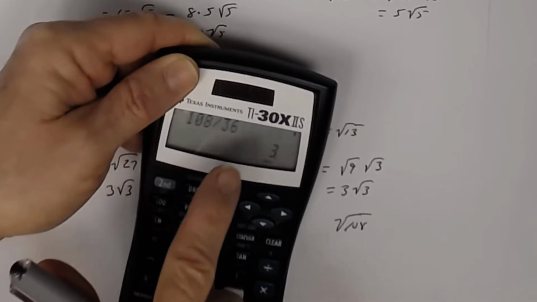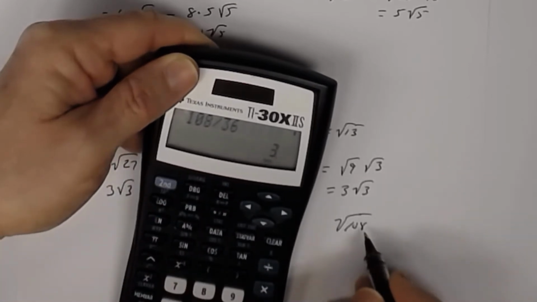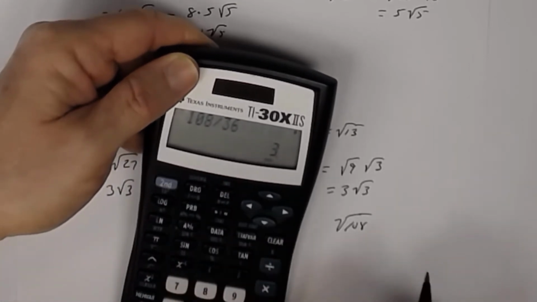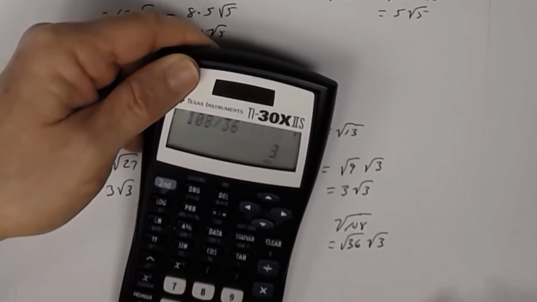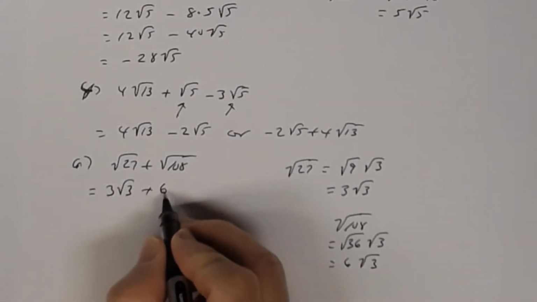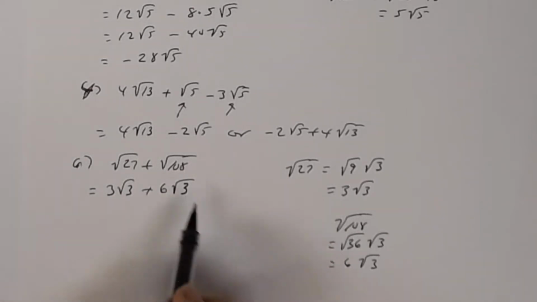So 36 is the largest perfect square. Not 4, not 9, but 36. So this becomes the square root of 36 times the square root of 3. And then the square root of 36 is 6, so I get 6 square root of 3. So that's going to go here. Okay? So the square root of 108 is 6 square root of 3.